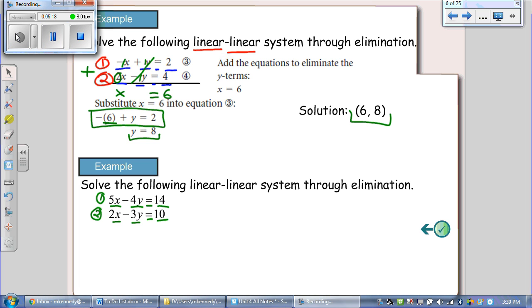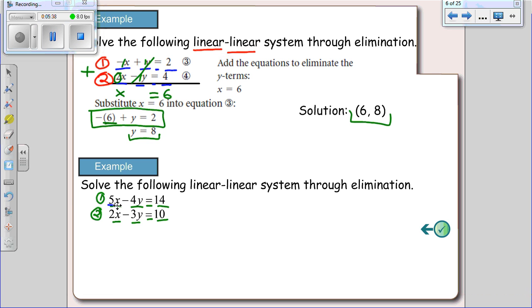But I'm going to focus on the x's. I'm going to focus on making the x's have the same number of things. You could focus on the y's, and that would work the same. But I'm going to focus on the x's. And I'm going to try to make 5x and 2x be the same, and I'm going to use multiplication to do so. So if I want to make 5x and 2x be the same number through multiplication, what I'm looking for is the lowest common multiple between 5 and 2.